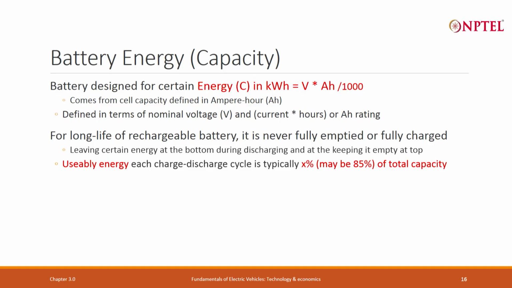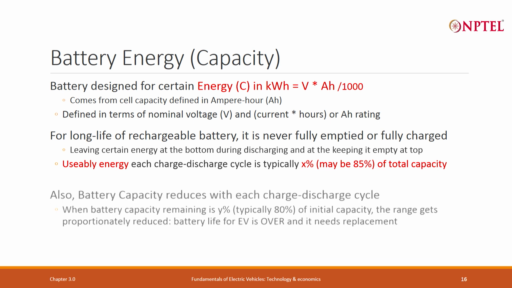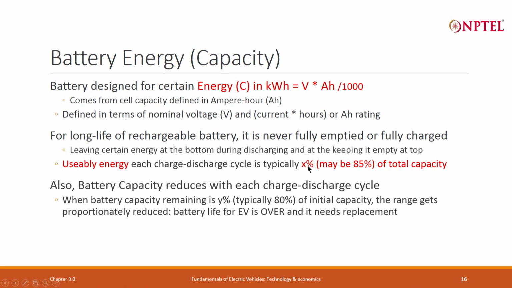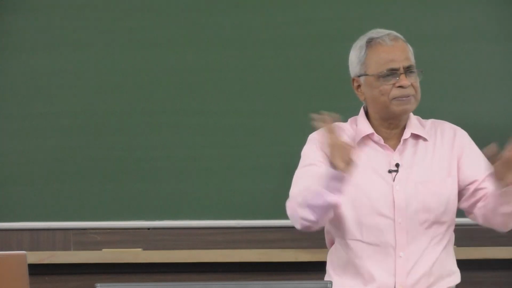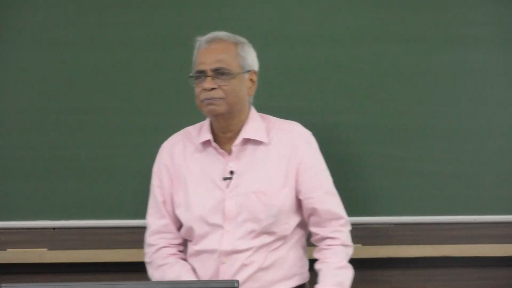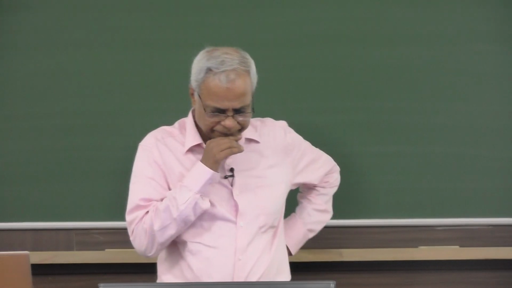So, usable energy, a term that is used: a battery may have a capacity of 1 kilowatt hour, usable energy is X percent, maybe 85% of the total capacity. This usable energy is also referred to as depth of discharge. We will come to that. Since you are doing it on both sides, it is actually combined. Say a battery is used to a DOD of 85%, means 85% of capacity can be used in every cycle, no more than that.